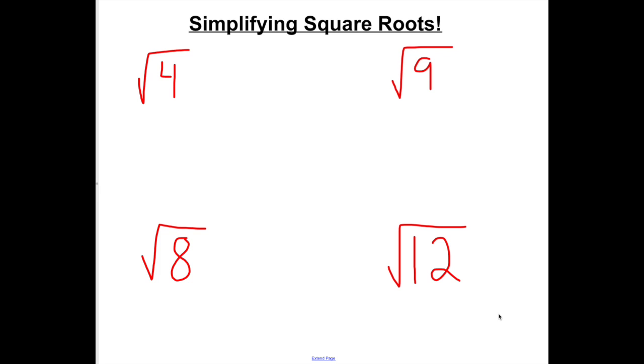Now we know that some square roots break down pretty nicely, such as the square root of 4. The square root of 4 is equal to 2 and the square root of 9 is equal to 3. But what do we do with numbers like the square root of 8 and the square root of 12? No whole number times itself equals 8, and no whole number times itself equals 12. By the end of this video, you're going to see why the square root of 8 is equal to 2 times the square root of 2, while the square root of 12 would be equal to 2 times the square root of 3.